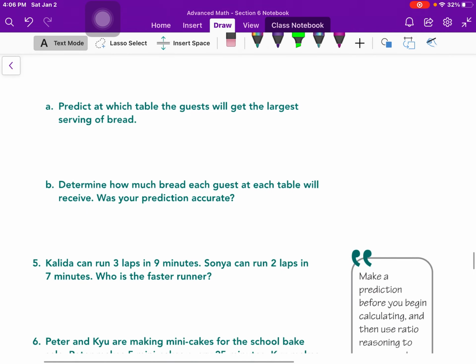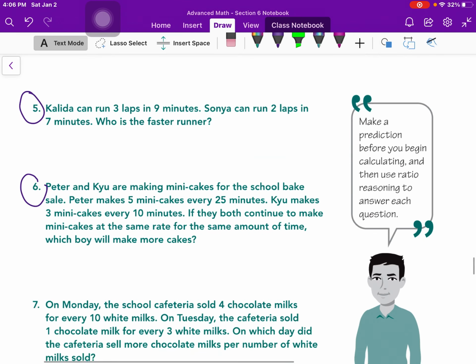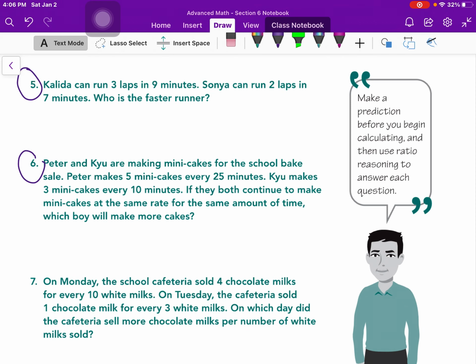Let's try 2 more on your own. I want you to try number 5 and number 6 on your own. Try to find the unit rates to figure out who's the fastest runner and who can make more cakes. Pause the video now, do some calculating, and then meet me back here to discuss. All right, hopefully you took some time on your own to answer these questions. Let's see what we came up with.